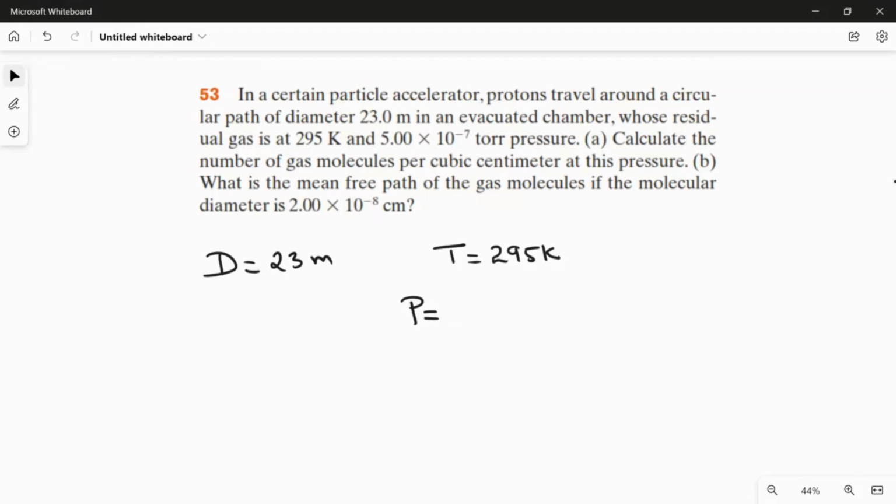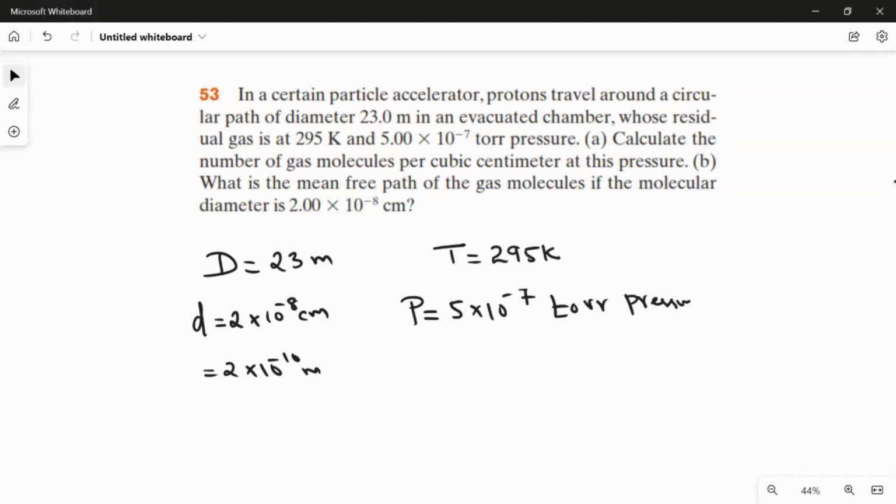We have the conversion, and by using it we can easily convert torr into Pascal. The pressure here is 5 multiplied by 10 to the power minus 7 torr. They also give the molecule diameter. Let's take this diameter as small d, 2 multiplied by 10 to the power minus 8 centimeter, which in meters is 2 multiplied by 10 to the power minus 10 meter.